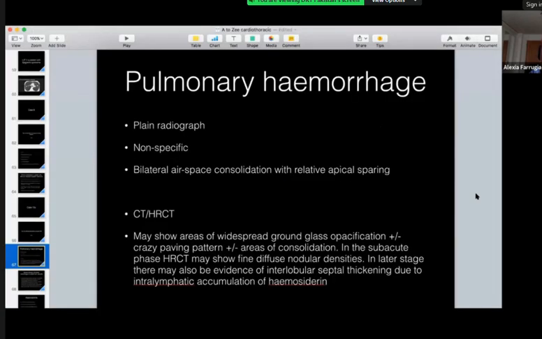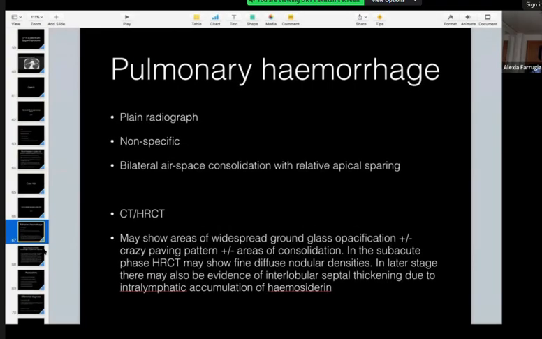Okay, so on the plain radiograph, very non-specific findings, bilateral airspace consolidation with relative apical sparing. On the CT, widespread ground glass opacification. There was a bit of crazy paving as well and lots of consolidation. And then in the subacute phase, which we're not seeing here, you would eventually get fine diffuse nodular densities, and in the later stage, there may also be evidence of interlobular septal thickening because of the intralymphatic accumulation of hemosiderin.